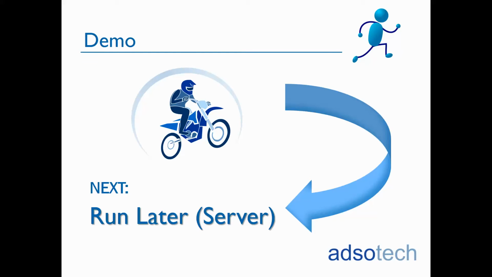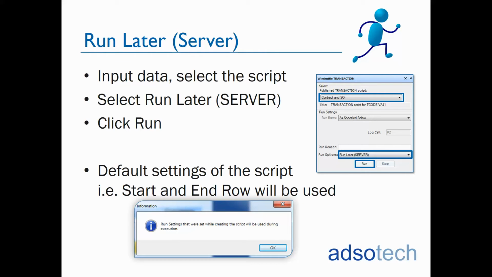Okay, let's talk about the run option, Run Later Server. If your company has a Winshuttle server in place, one of the run options you see is Run Later Server. This is about scheduling the run of your script and data to happen at a later time. Another option called Run Later is also available for a similar purpose, but the difference is that Run Later will schedule the run to happen from your computer, needing, for instance, power and a network connection at the scheduled time.